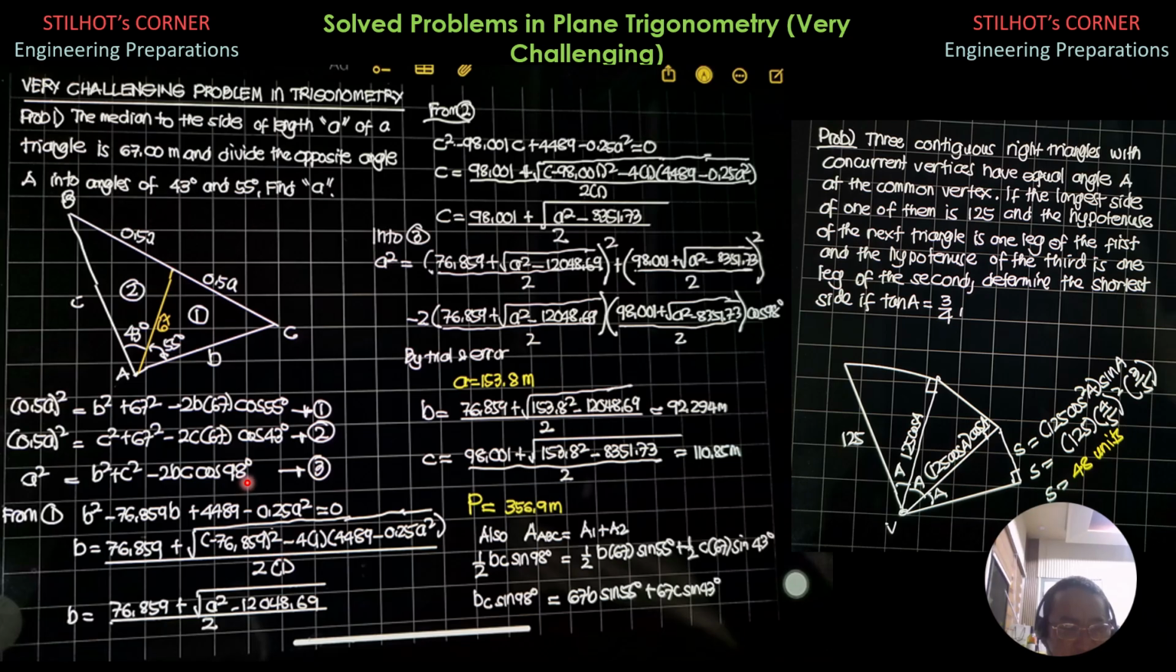Because this equation will not fit into your high-tech calculator, I solved this by trial and error, and the value of A is 158.8 meters. The value of B is 92.294 if you solve B after this triangle here, because C was given as 110.85. That's why I gave the value of side C, 110.85, so that you can analyze the problem easily.